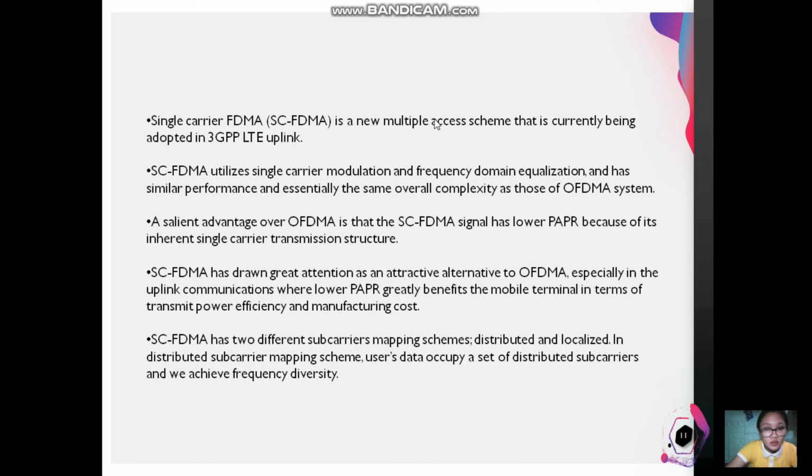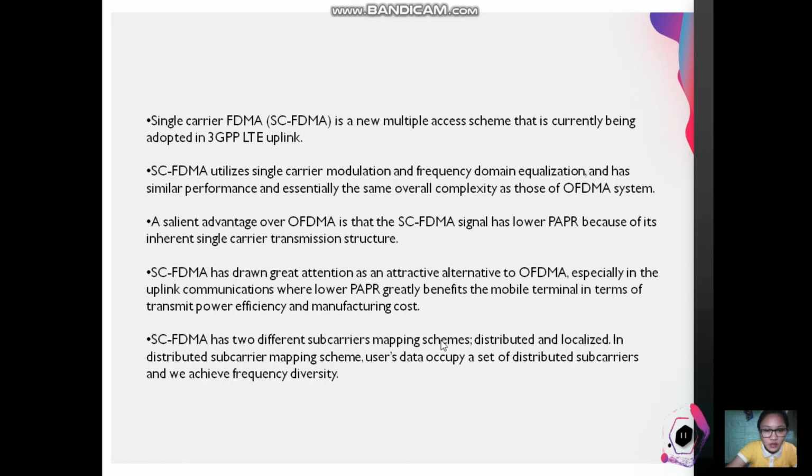So let's go over to the summary and conclusion. SC-FDMA is a new multiple access scheme that is currently being adopted in the 3GPP LTE uplink. SC-FDMA utilizes single carrier modulation and frequency domain equalization, and has similar performance and essentially the same overall complexity as those of an OFDMA system. A salient advantage over OFDMA is that the SC-FDMA signal has a lower peak to average power ratio because of its inherent single carrier transmission structure. SC-FDMA has drawn great attention as an attractive alternative to OFDMA.